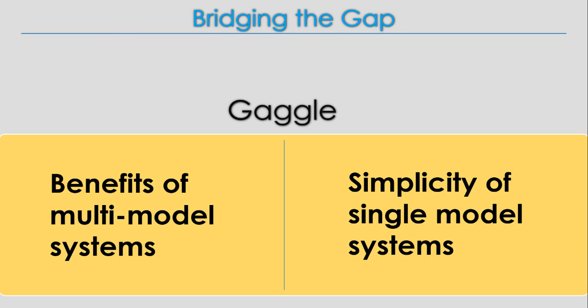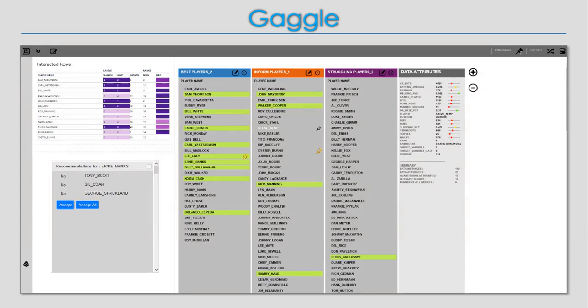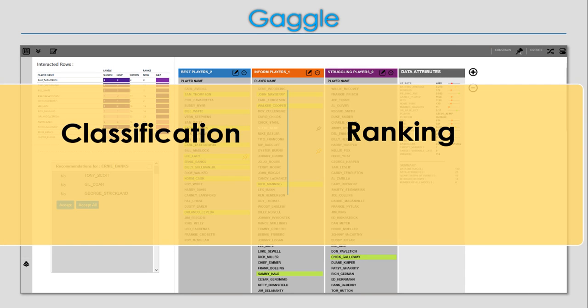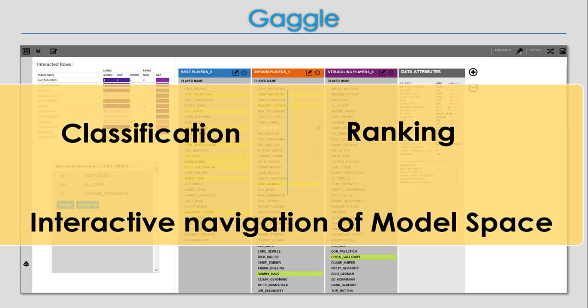In this paper, we present Gaggle, a visual analytic tool that provides the user experience of a single model system, yet leverages multiple models to support the data exploration. Gaggle constructs multiple classification and ranking models, and then using a Bayesian optimization-based hyperparameter selection technique, automatically finds a classification and ranking model for users to inspect, thus simplifying the search for a user-preferred model. In other words, Gaggle facilitates interactive navigation of the model space.